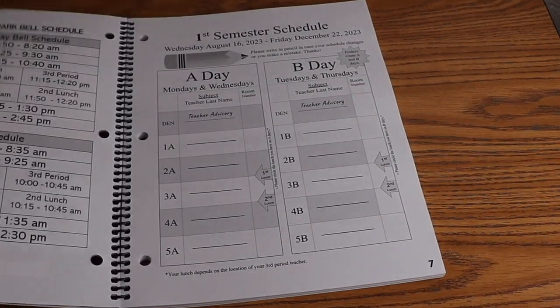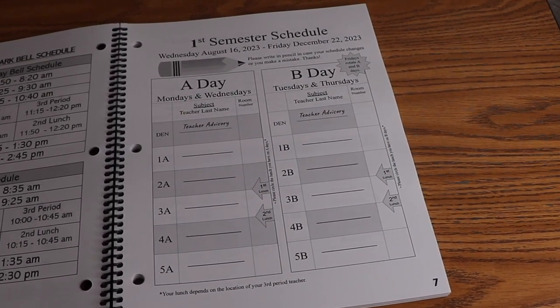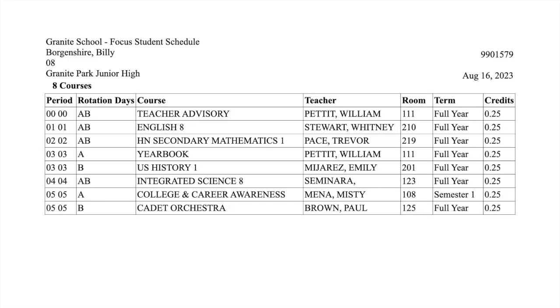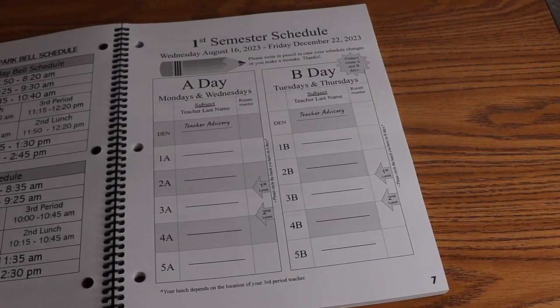On page 7, you will see first semester's schedule. Your schedule looks like this. It's not so neat and tidy. So we're going to copy it and make it a little easier to understand.